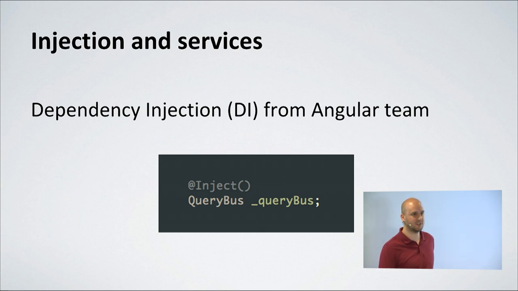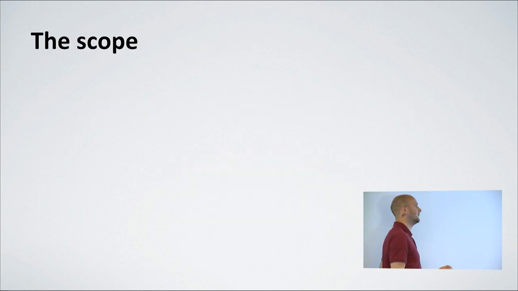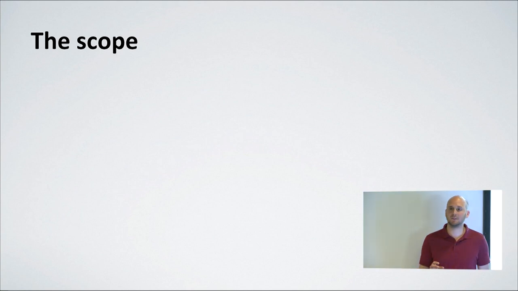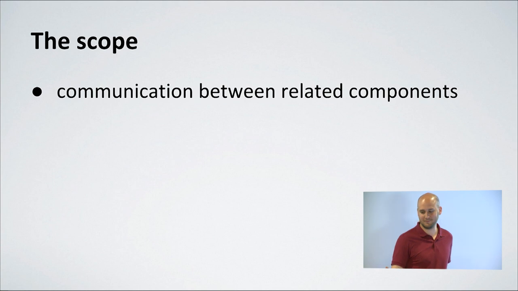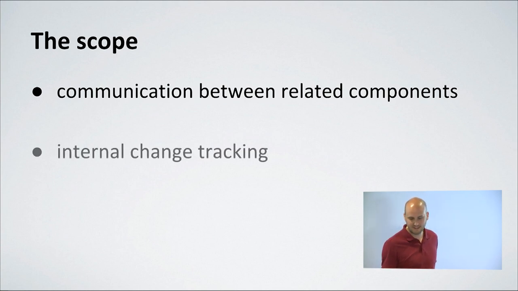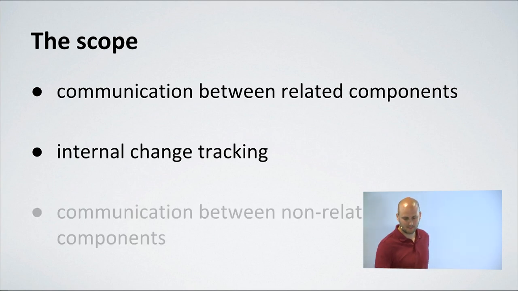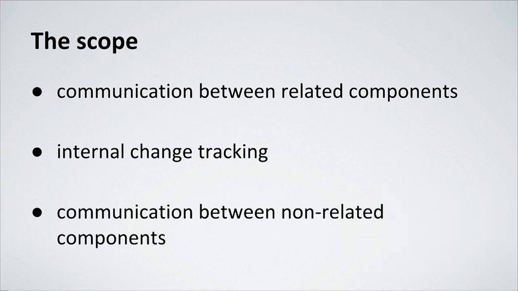Our implementation is not perfect yet because we use reflection, but we'll watch another system soon. About the scope, in our use cases, this scope satisfied three use cases. There is the communication between related components, but that's the subject of the component model, so we've already talked about it. The internal change tracking, because sometimes binding is not enough and you want to manipulate the DOM manually. And communication between non-related components. I will talk about the last two.